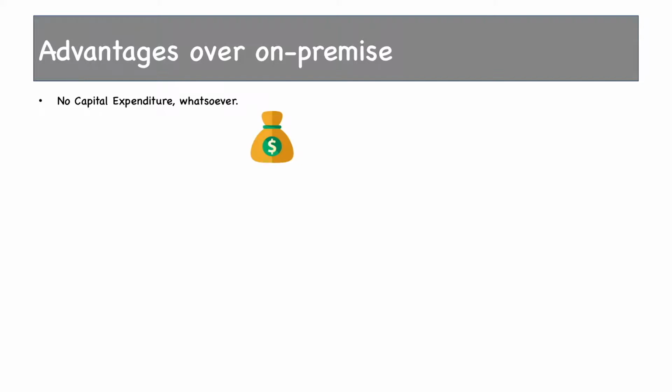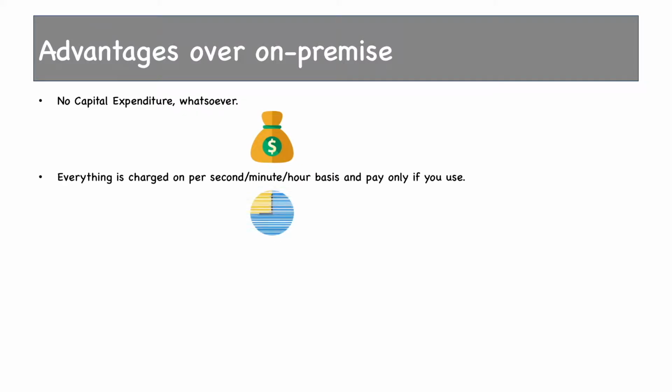So zero capex. Then everything is charged on a per second, minute or hour basis and you pay only if you use. The second, minute or hour depends on which cloud provider you're using, whether AWS, Microsoft Azure or Google Cloud. But whatever cloud service provider you're using, you'll be paying on a per second, per minute or per hour basis. So on a 24-hour day, if you are using CPU for say only 3 hours, you'll be paying for 3 hours, not more than that.